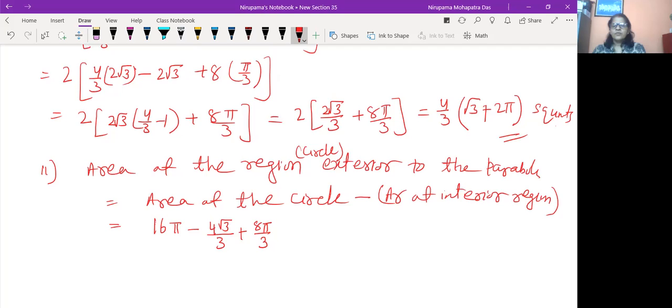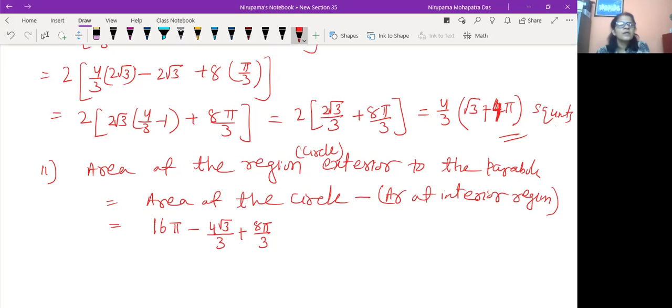I've taken 2 common here. Okay, 4 by 3, this should be 4 pi. Let's make the correction. So we have taken 2 by 3 out. So here 2 by 3, you are getting root 3, and 2 by 3, you are getting 4 pi. So 16 pi minus, this is 4 root 3 by 3. Now here it is 16 pi by 3.